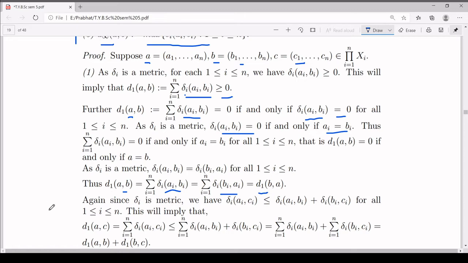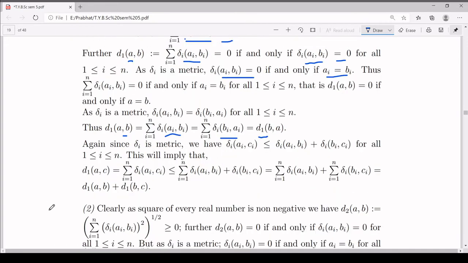Next, we will prove the triangle inequality for this metric. So first we note this fact that since delta I's are metric, you have delta I of AICI is less than or equal to delta I of AIBI plus delta I of BICI for all I lying between 1 to n.